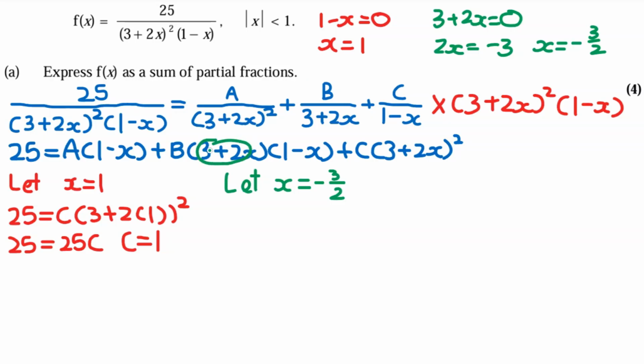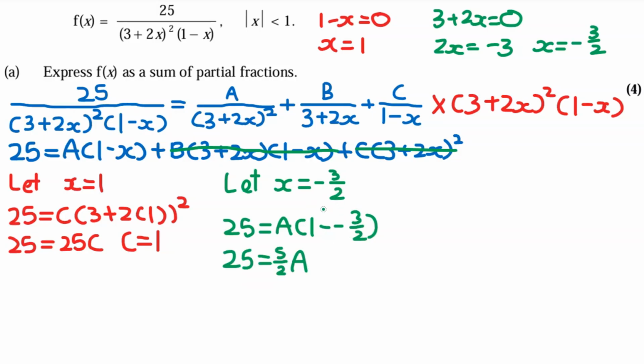So here this is going to be equal to 0, so this term is going to go away, and this term here is also going to go away because we've got this bracket, so we're just going to be left with the 25 and this a term here, so we sub in x is equal to minus 3 over 2. This here is going to be equal to 5 over 2, so we've got this here, and then if we divide both sides by 5 over 2, we get that a is equal to 10 here.